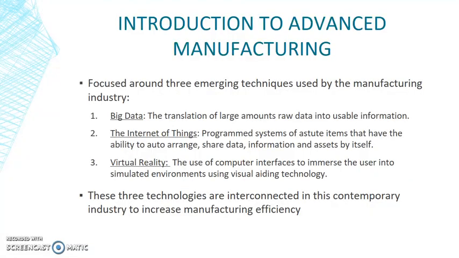So a quick introduction to advanced manufacturing. We're going to be keeping our focus on three new emerging techniques used in the industry. The first of which being big data, which is the translation of large amounts of raw data into usable information. Secondly, we'll be looking at the Internet of Things, which is a programmed system of objects that have the capability of sharing data, information, and assets by themselves.